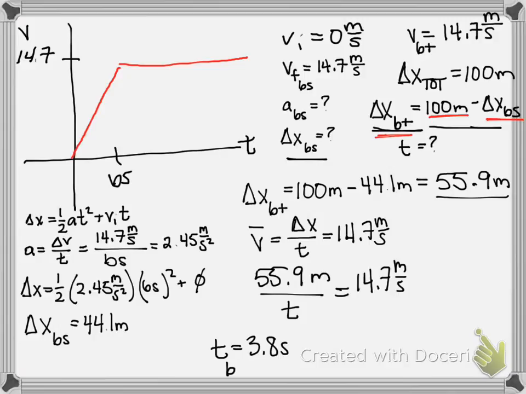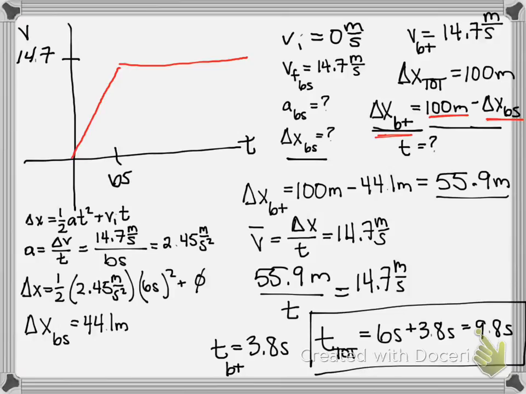So that's the time it takes to finish the second leg of the race. So now, last step here is to say that the total time elapsed is going to be 6 seconds from the beginning of the race plus 3.8 seconds for the next leg of the race, which will equal 9.8 total seconds to finish a 100-meter race. And there you go.